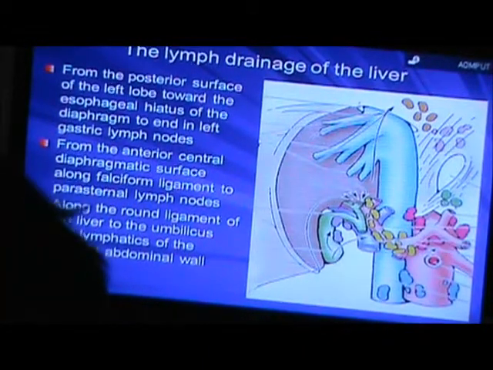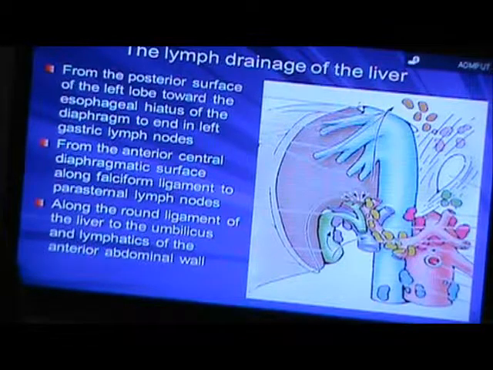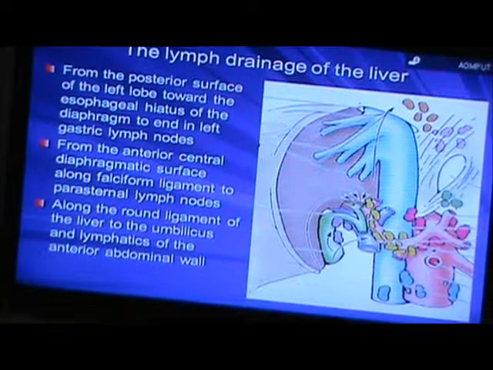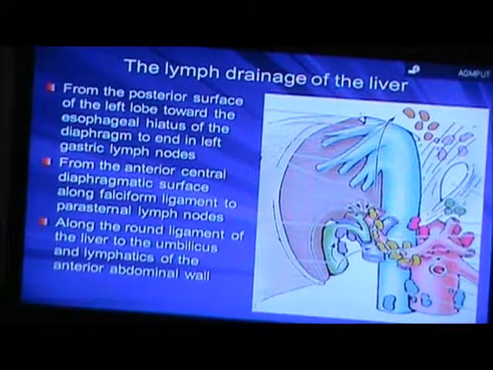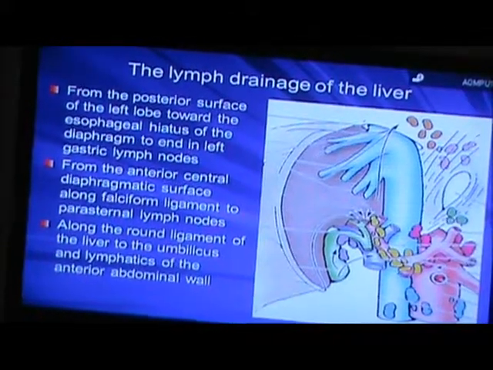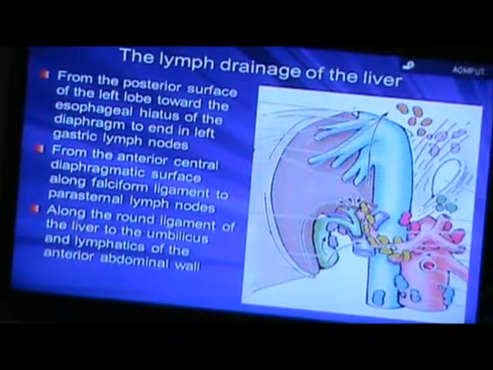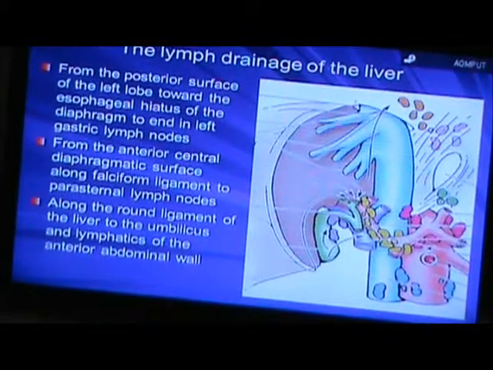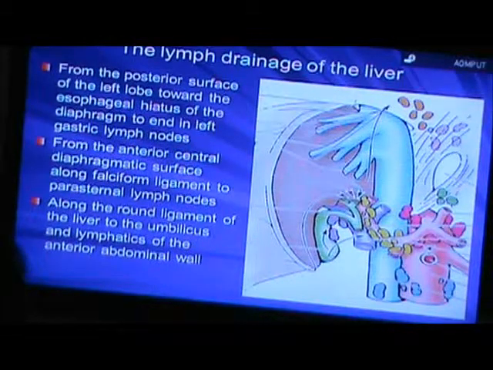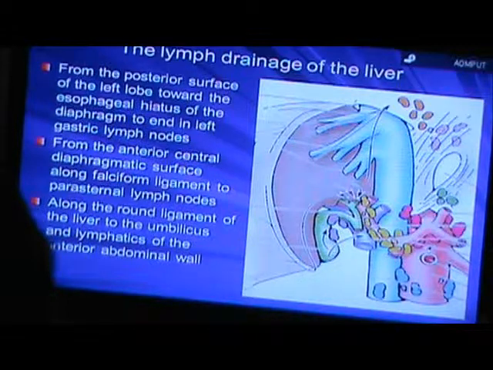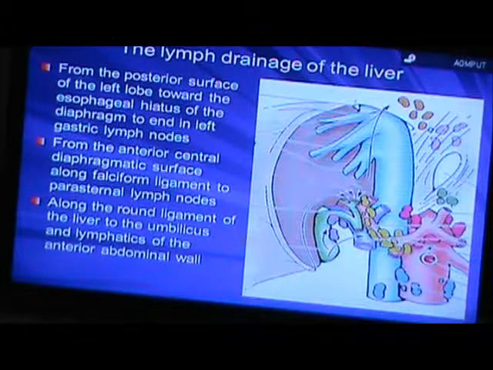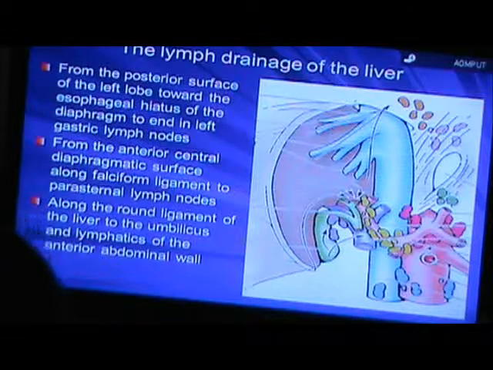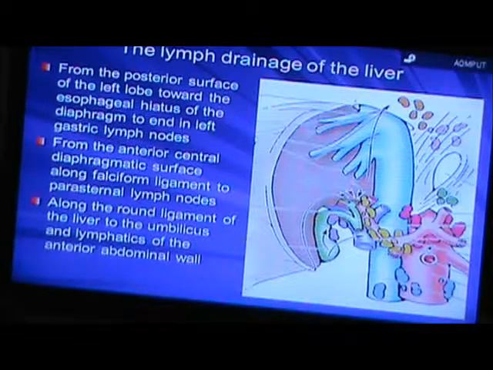From the anterior central diaphragmatic surface, lymph passes along the falciform ligament, which separates the right and left lobe of the liver, to the parasternal lymph nodes, or along the round ligament of the liver to the umbilicus and the lymphatics of the anterior abdominal wall. So generally the lymph from the liver can pass in different directions.